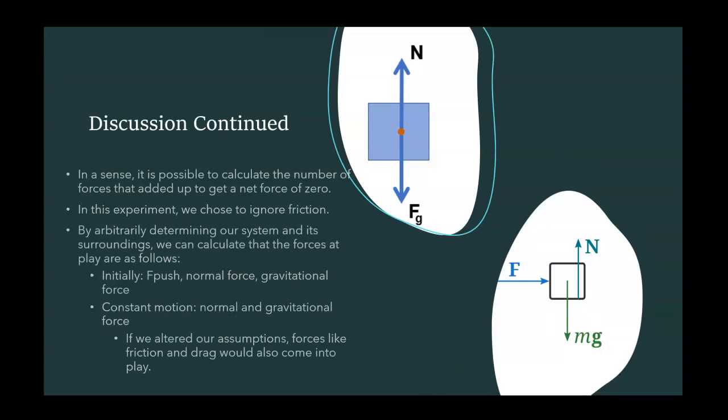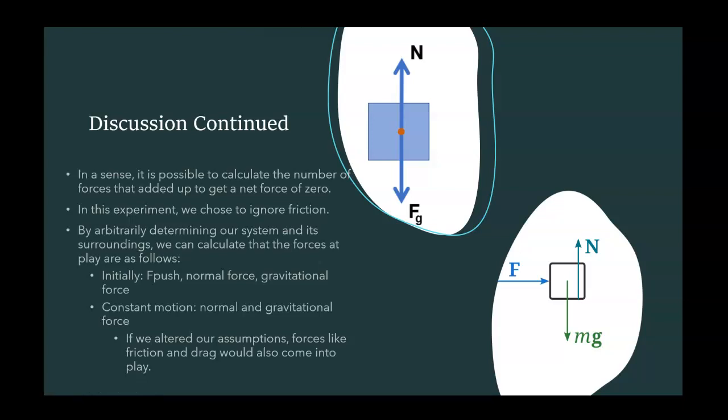In a sense, I think it is possible to calculate the number of forces that added up to get the net force of 0. In this experiment, we chose to ignore friction. However, by arbitrarily determining our system and its surroundings, we can calculate that the forces at play are as follows. Initially, the forces include the push force with our hand, the normal force acted upon by the island, and the gravitational force acted upon by the Earth.